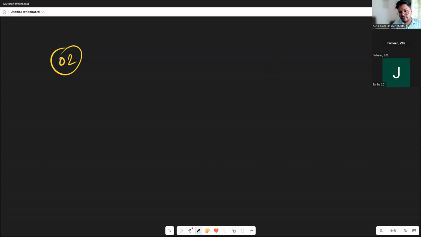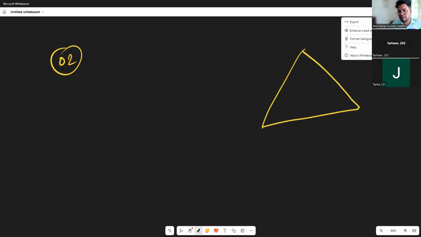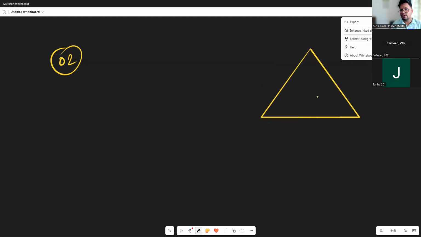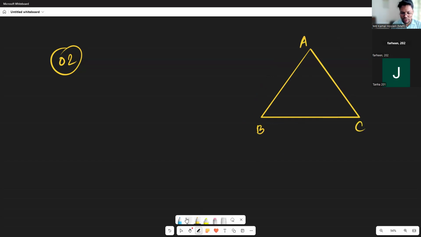There is a triangle here. Draw any type of triangle, it looks like 3 different sides, A, B, and C. Now take any point inside the triangle. So we can take this point here. Oh, this is an equilateral triangle, 3 sides equal. And take any point inside the triangle.